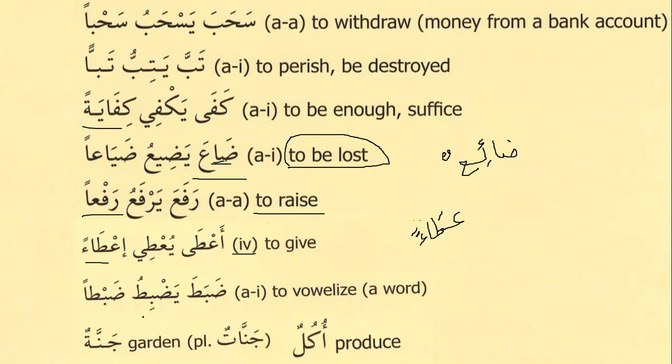ضبط يضبط ضبطا, to vowelize a word. So مع ضبط الأواخر, if you remember, we have been discussing this a lot. That's why we say مع ضبط الأواخر, because we use this, what do we call this? Masdar. So that's why it is ضبط. Then we have jannatun, and the plural is jannatun, and ukulun means to produce.